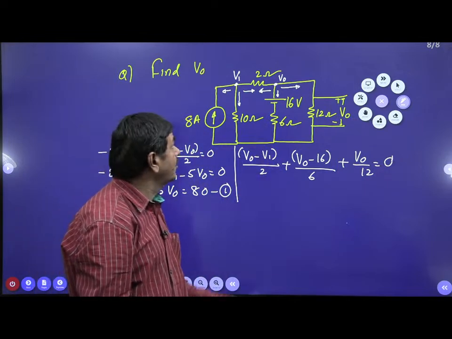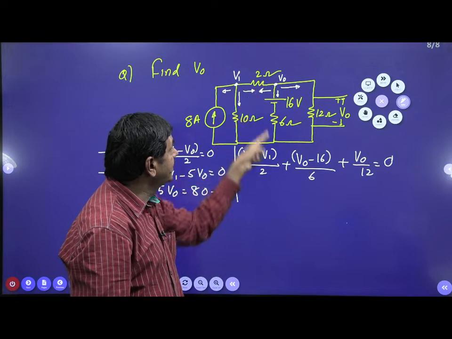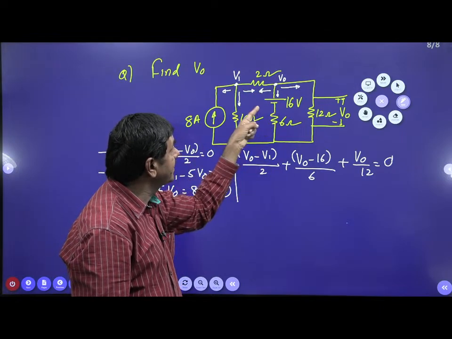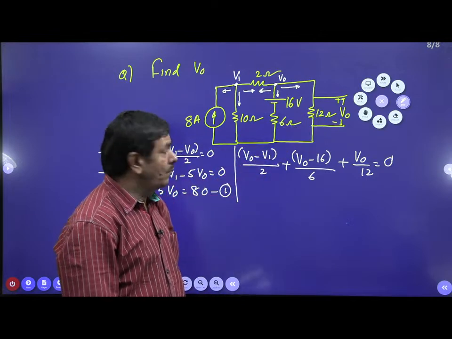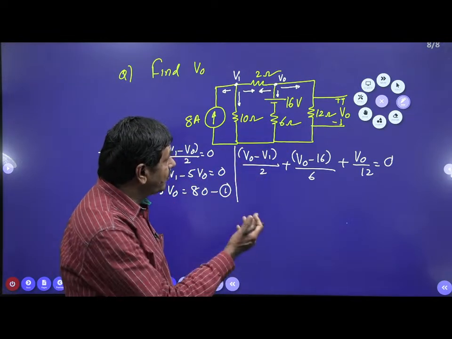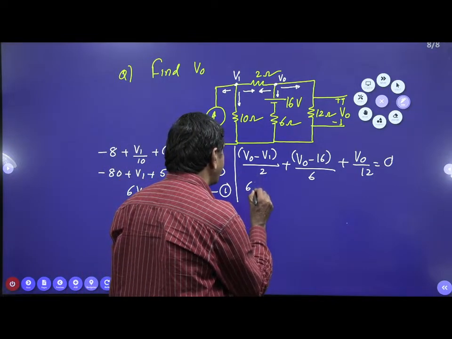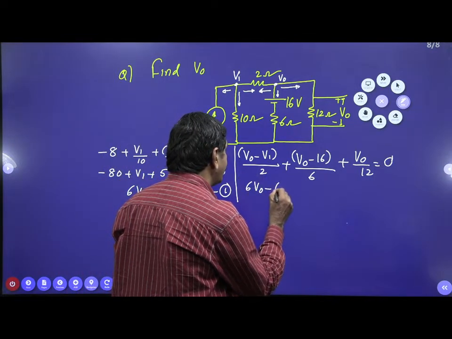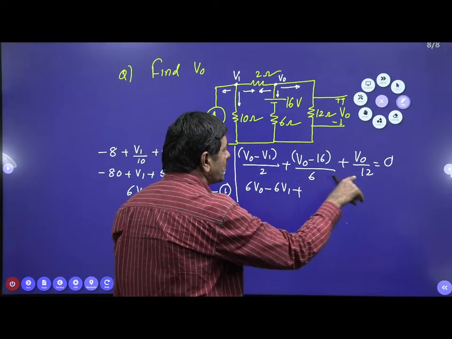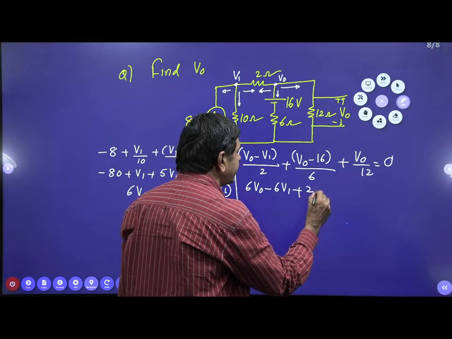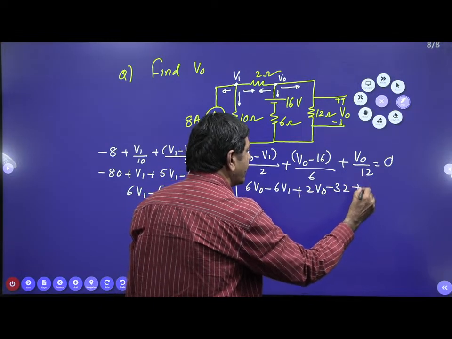Once again, I want to repeat. This current V0 minus V1 by 2. This current V0 minus 16 by 6. This current V0 by 12. What is the LCM here? 12 is the LCM. 6 V0 I can get, minus 6 V1 I can get. If 12 is the LCM, 6 twos, 2 V0 I can get here, minus 32 I can get, plus V0 I can get directly.